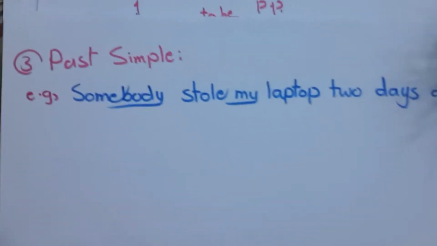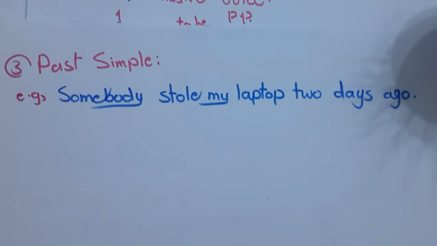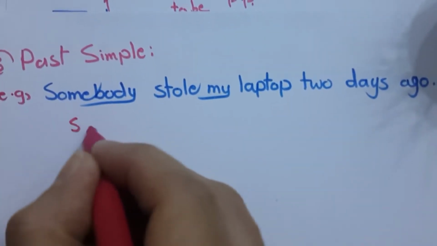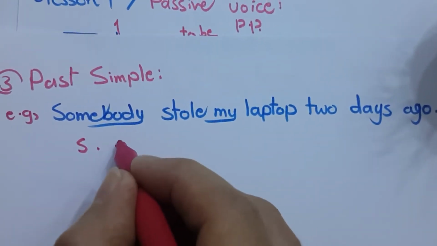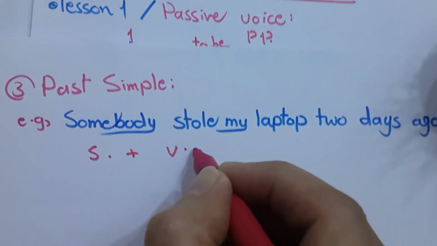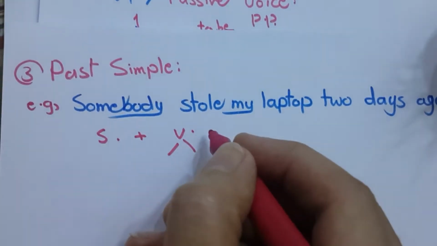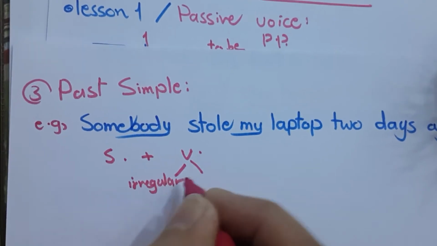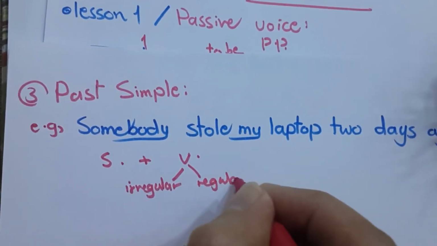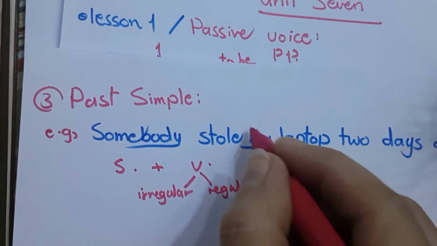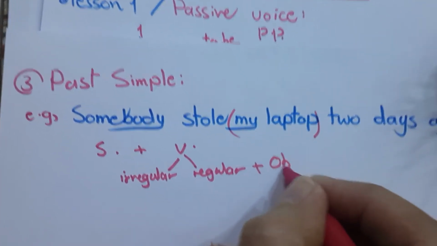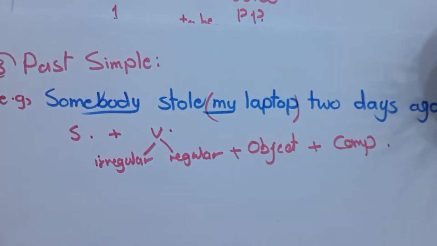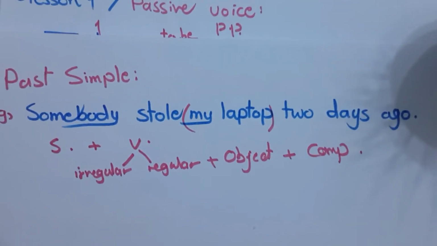Now you have the past simple. Somebody stole my laptop 2 days ago. You have a subject followed by the verb. The verb here is stole, which is what? Irregular. And you can also use regular verbs in the past simple. My laptop is the object. And then you have a complement, an adverb of time, 2 days ago.